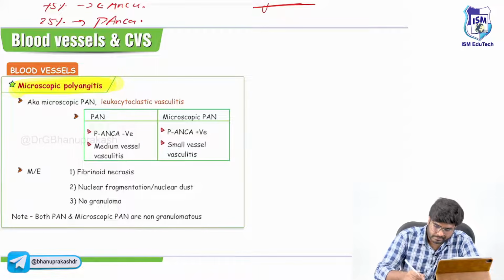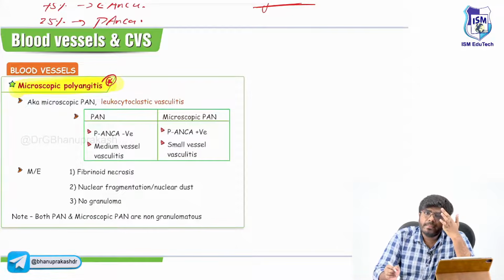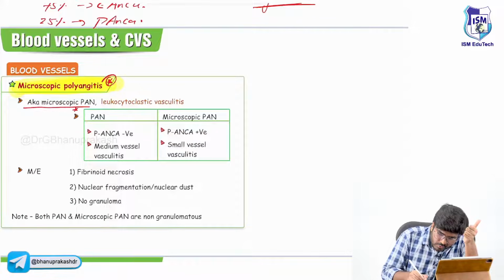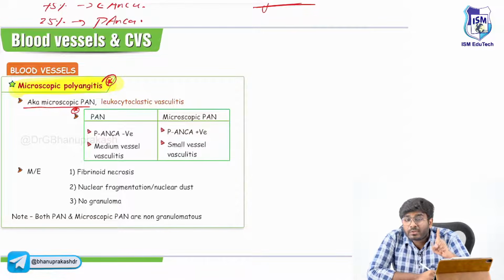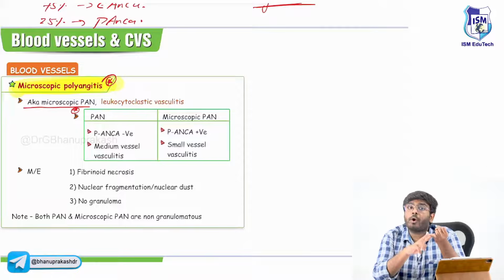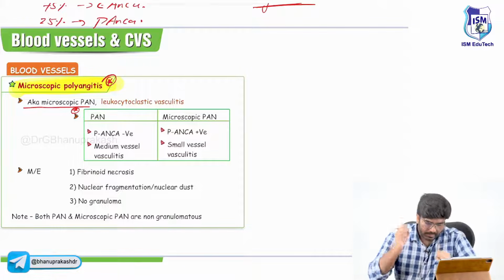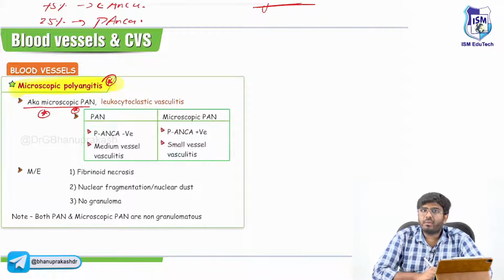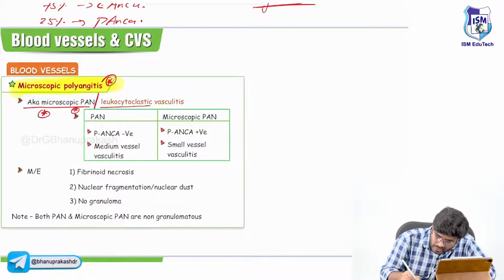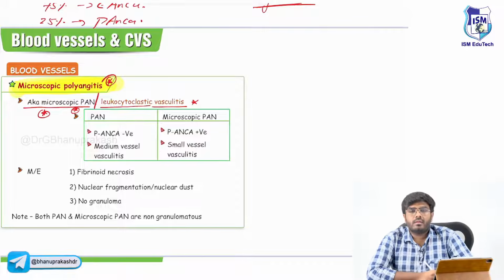Microscopic polyangiitis. See, this microscopic polyangiitis is again a small vessel vasculitis. It is also called microscopic PAN. Right now I am talking about microscopic polyangiitis, but the other name is microscopic PAN, microscopic polyarteritis nodosa. One more name is there. It is also called leukocytoclastic vasculitis, MCQ. So what are the three names? Microscopic polyangiitis, microscopic PAN, or leukocytoclastic vasculitis.